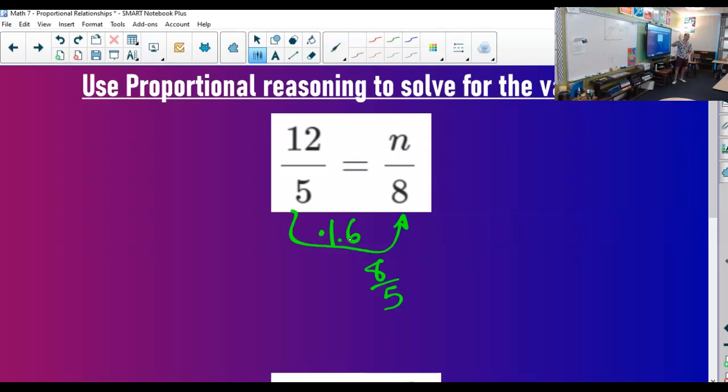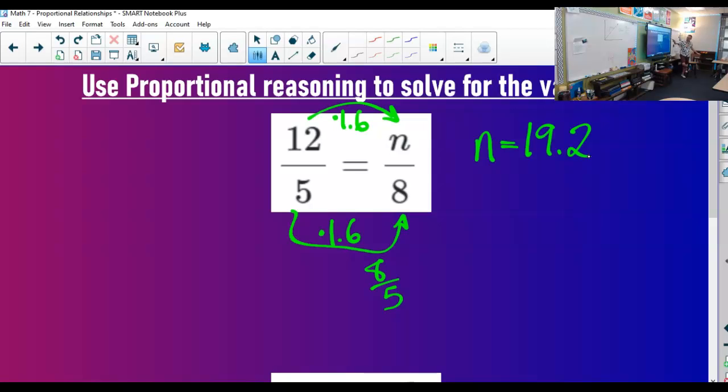How did you get to the answer? We times it by 12. Times what by 12? 1.6. Yeah, if I was saying that, I'd say we did 12 times 1.6, but it's the same. What'd you get? 19.2. Everyone get 19.2? Sweet.